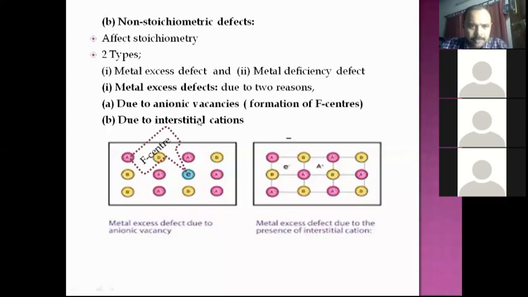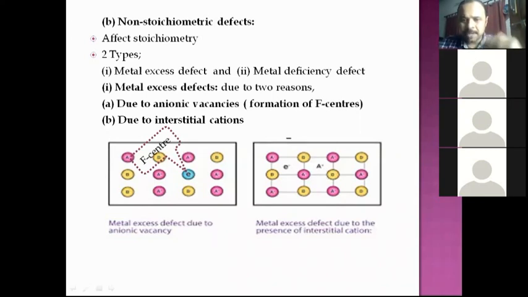So another one, I just see this. Due to interstitial cations, some cations will occupy the void space. Then how is the electrical neutrality maintained? Again, the positive charge will be neutralized by the electron being occupied in the neighborhood of the void space. So one electron gets trapped in the neighborhood of the void space, where total positive and negative will be balanced.